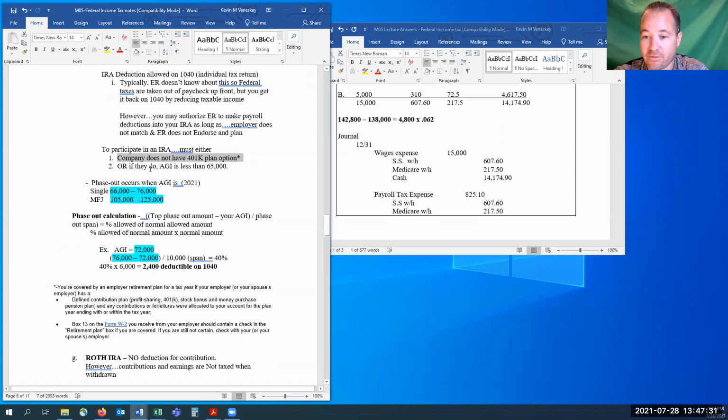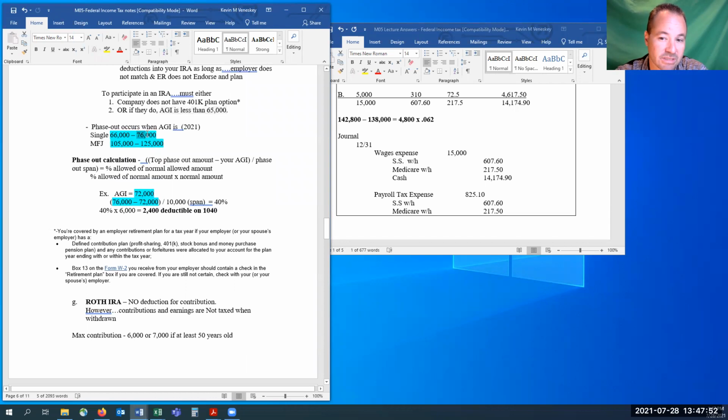If they do have a retirement plan that they at least participate in on your behalf, it doesn't matter if you do or not. As long as they do, if your AGI is less than 65,000, then you can still put more money aside into a private IRA. If you're over 65,000 but between 66 and 76, then you're in that phase out where you can put some away, not the full 6,000, but a partial. And I'll show you how to do that calculation here in just a second.